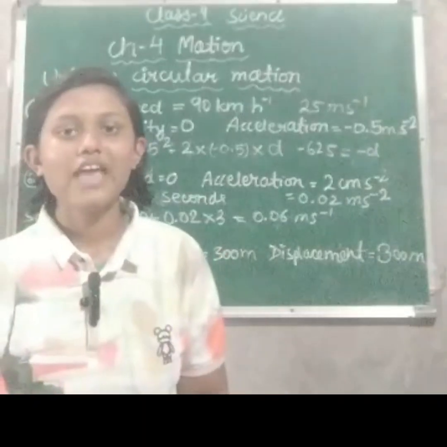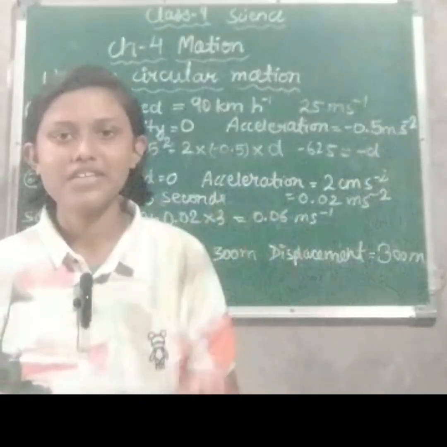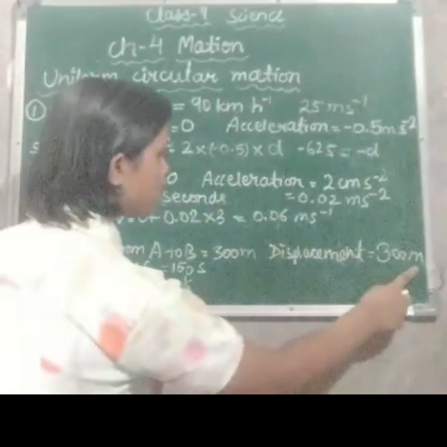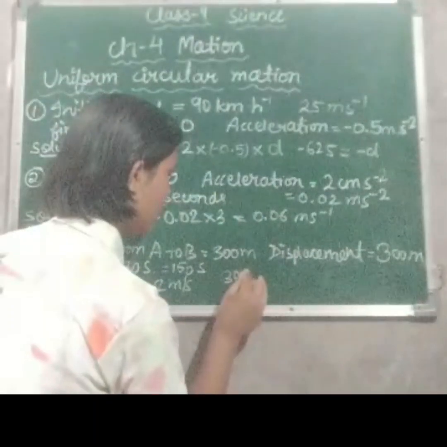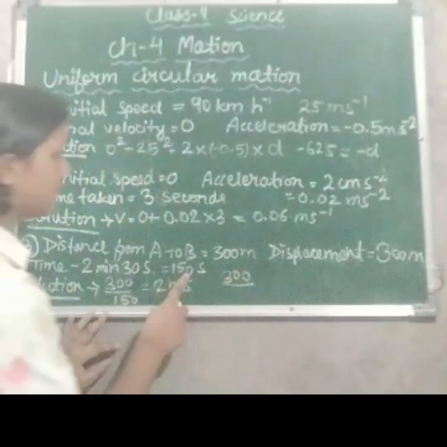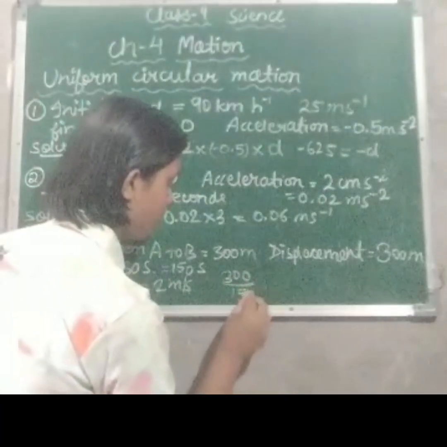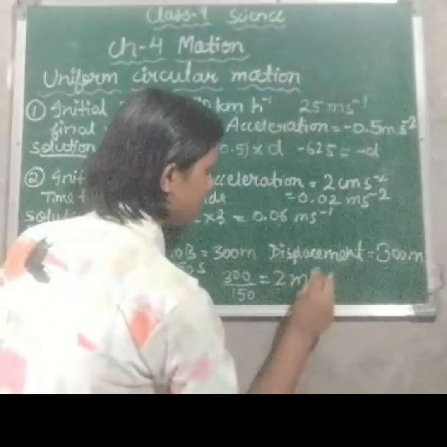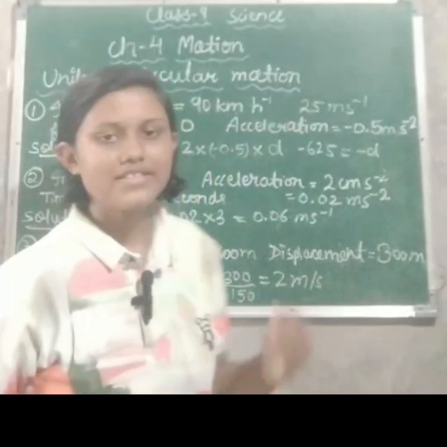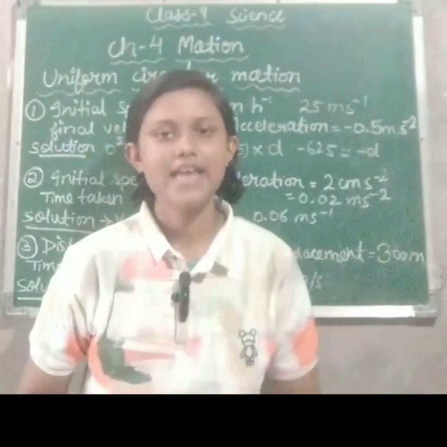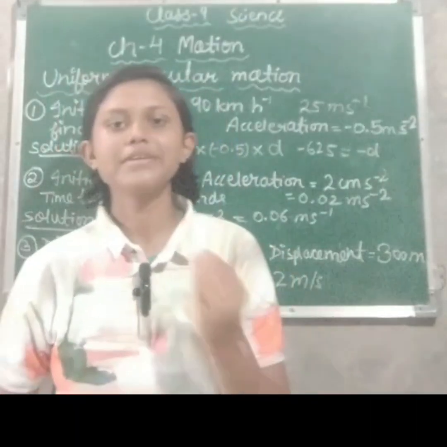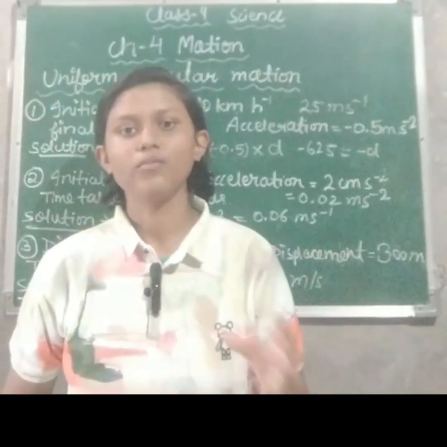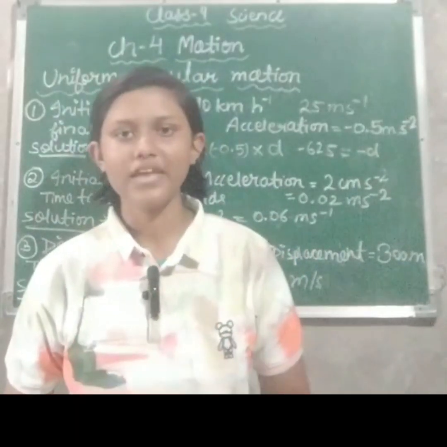Now we have to find the average velocity, that is total displacement divided by the total time taken. The total displacement is 300, divided by total time, that is 150. After dividing this, we will get 2 meter per second. So friends, this is the answer. 2 meter per second is the answer of this question, because 2 meter per second is the average speed and the average velocity of Joseph from jogging from point A to point B.